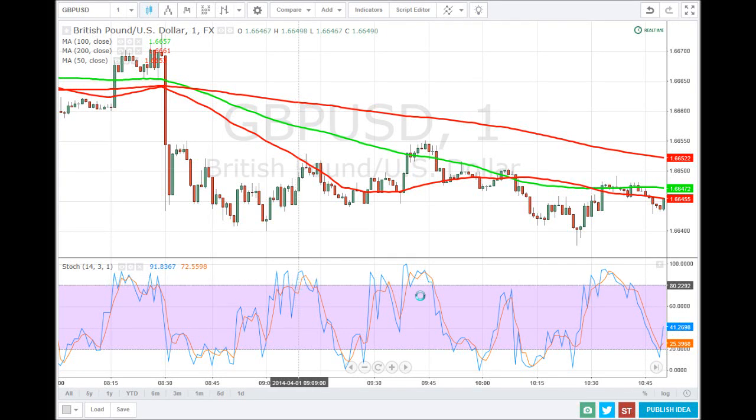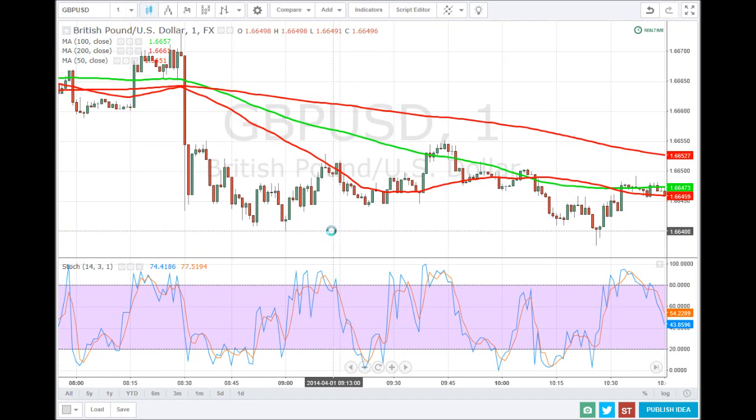So signals over 80. If price is uptrending, we're looking for bullish pin bars and bullish rejection against the first moving average. Then we're looking for an oversold or under 20 confirmation on the stochastic.